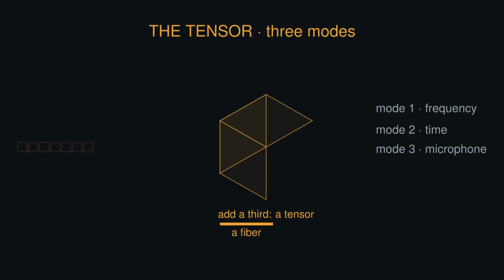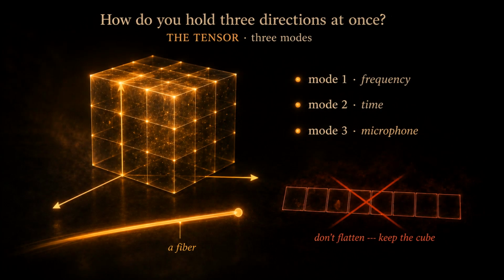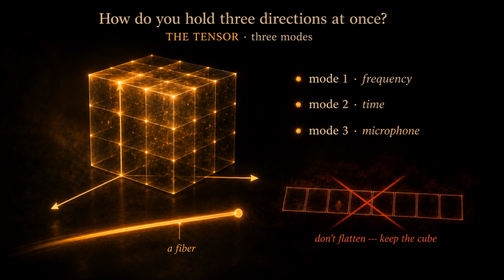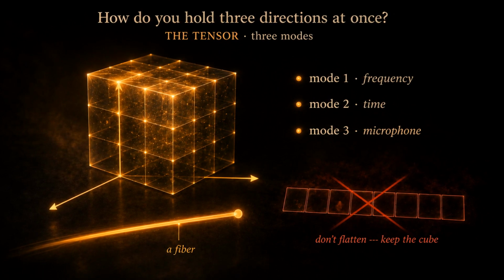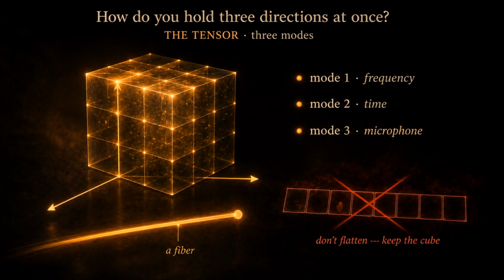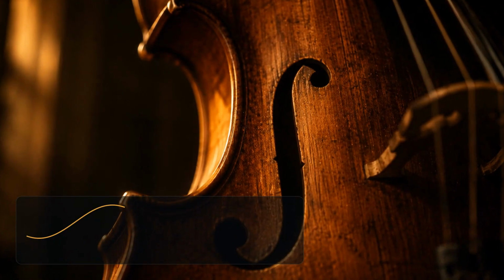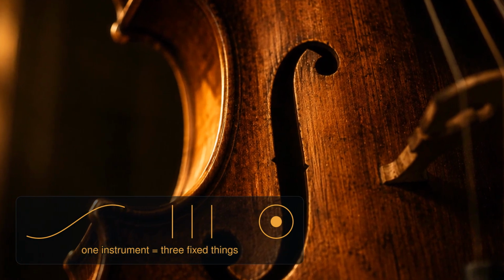Now, here is the temptation. Flatten the cube back into a flat table. Don't. The moment you flatten, the structure smears, and you lose the very thing that makes the next trick possible. Keep the cube. Zoom in on one instrument, a cello.